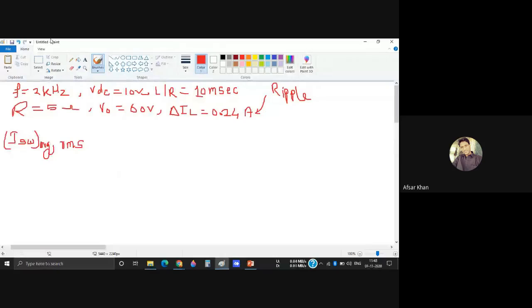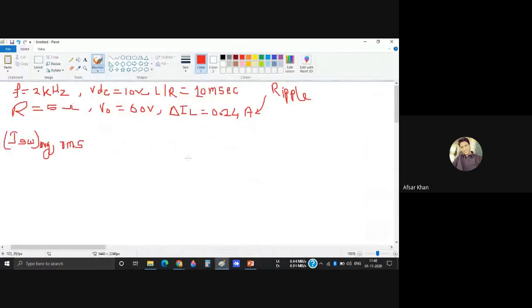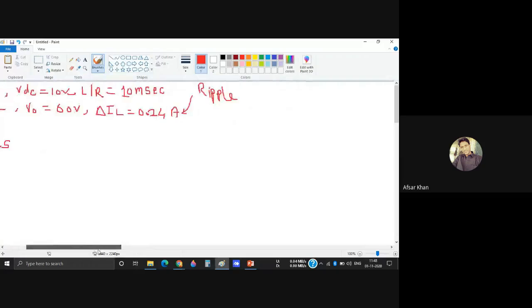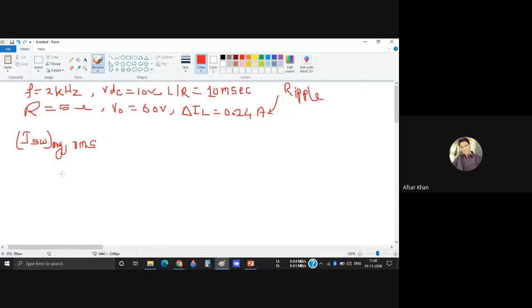First, I will draw the circuit of the buck converter. What is given? It is a buck converter. Buck means, students, step down chopper, and boost means, tell me. Buck converter means step down chopper. Similarly, boost converter means.